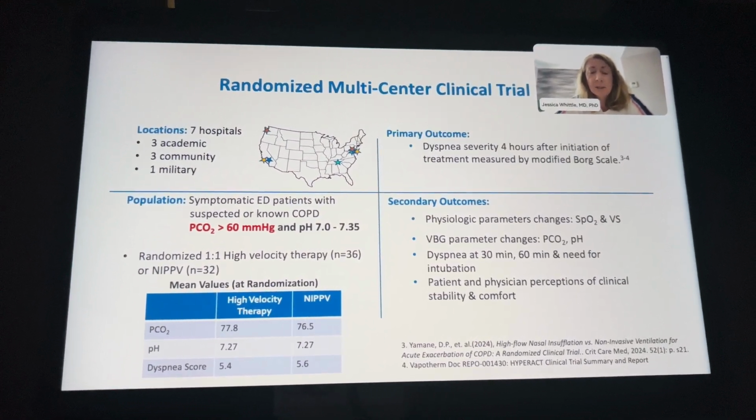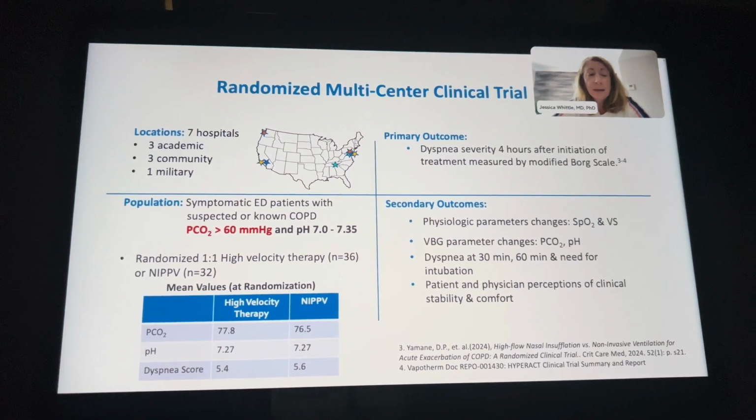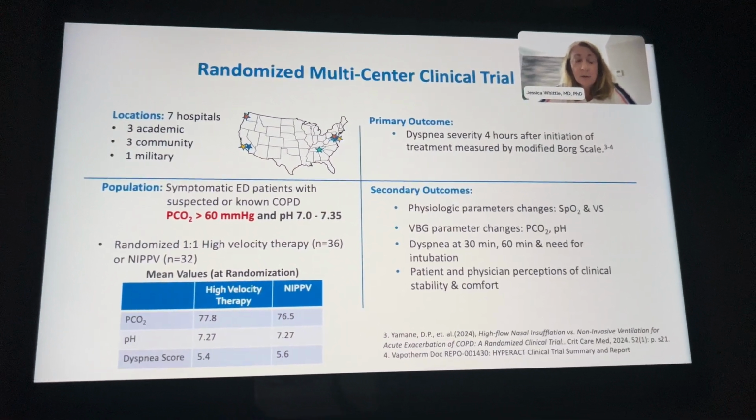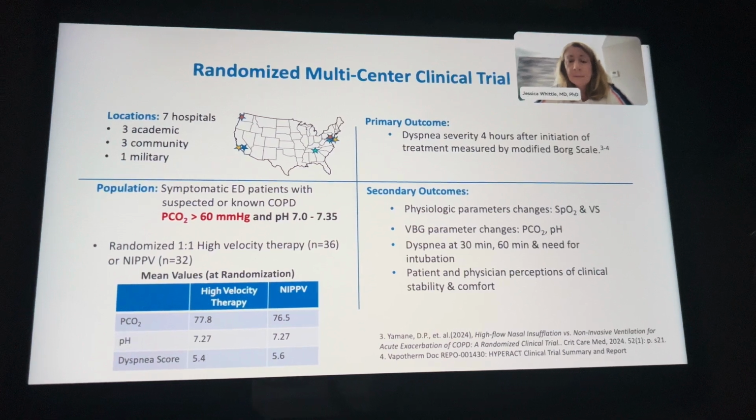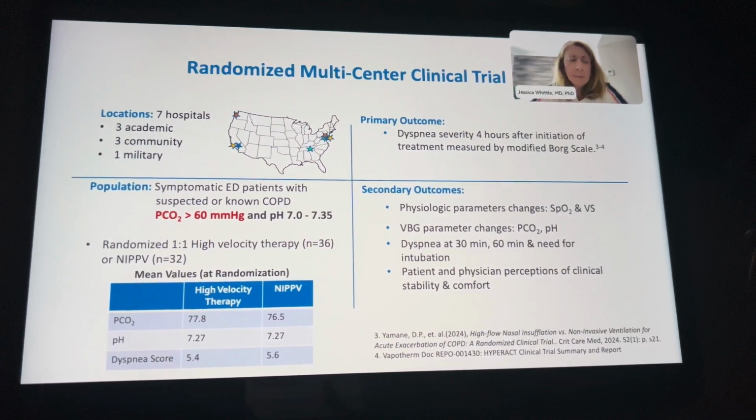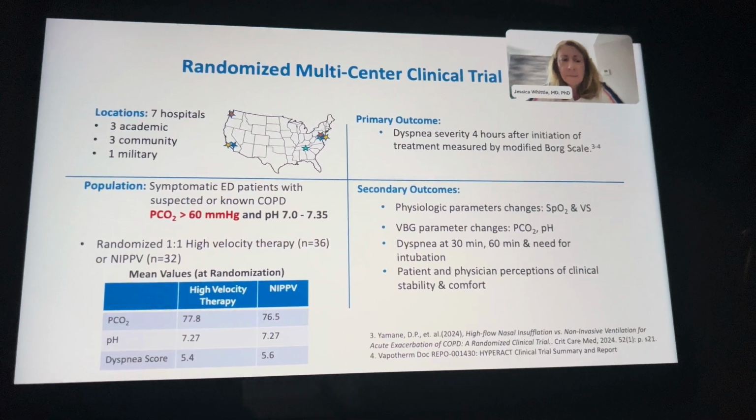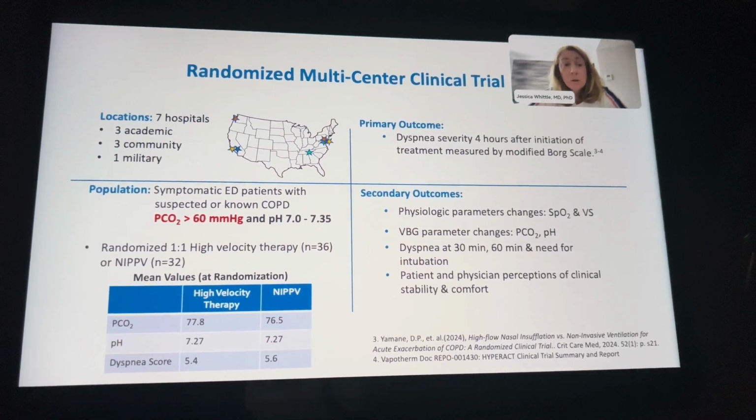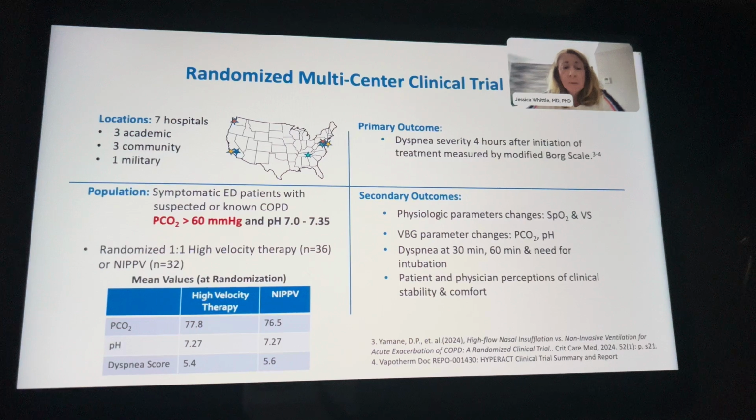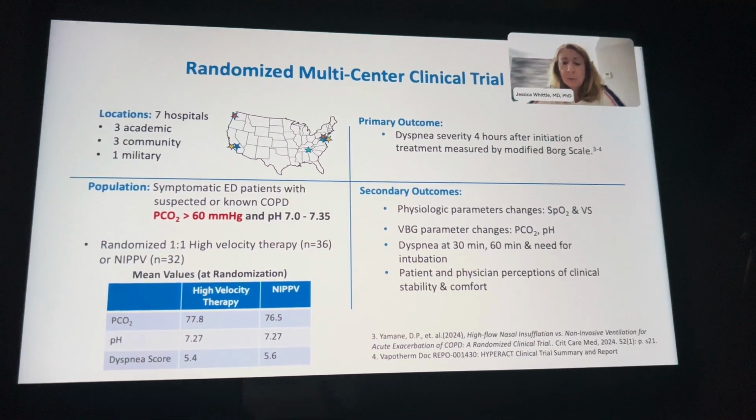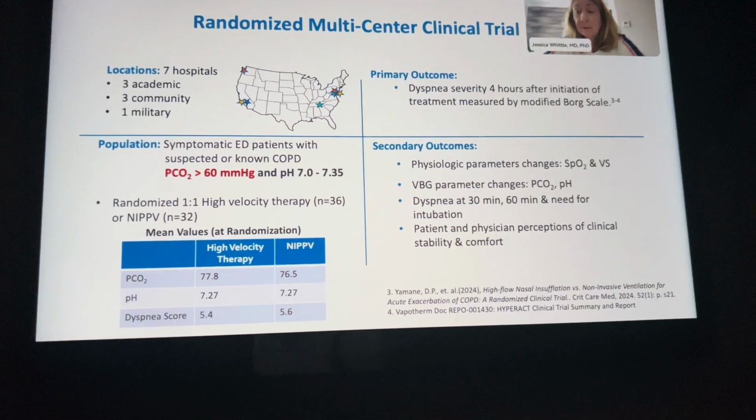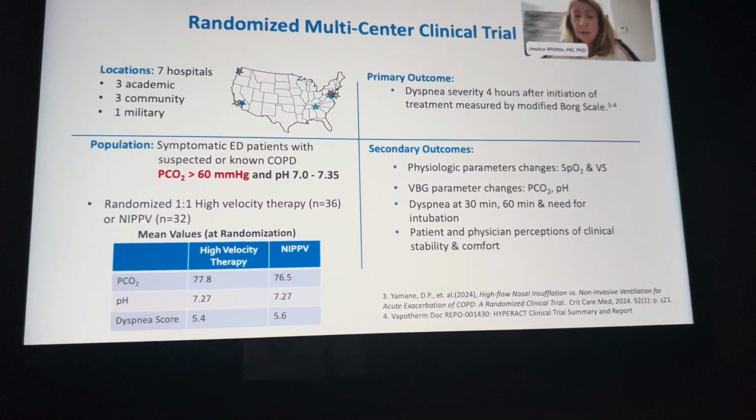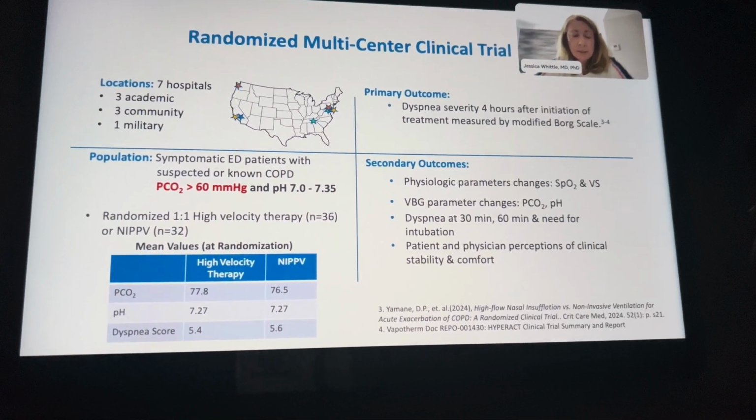What you'll see on the slide is that the patients were screened, had to have a CO2 of 60 millimeters of mercury or higher with a pH of 7.0 to 7.35. So for our international colleagues, I believe 60 millimeters of mercury translates to about 7.5 kilopascals. So some of these patients were actually quite sick, and what we did was we decided our primary outcome would be relief of their chief complaint, relief of their breathlessness. So we measured them at 4 hours. We also measured their CO2, their pH, and their other vital signs and perception of comfort.